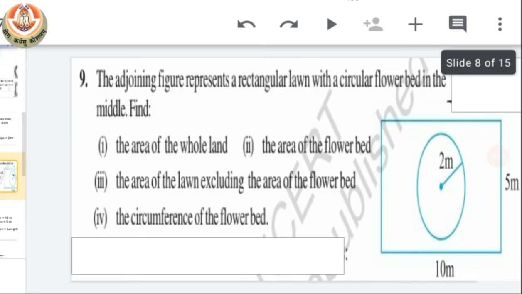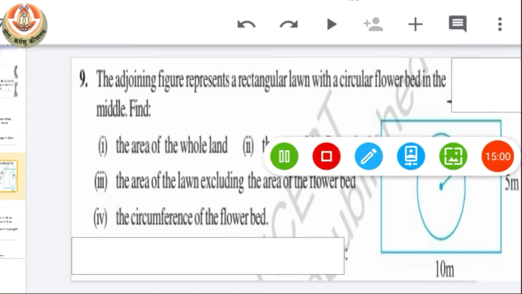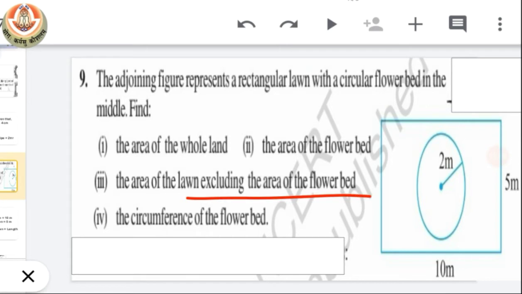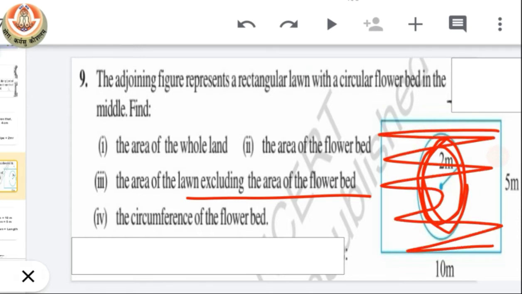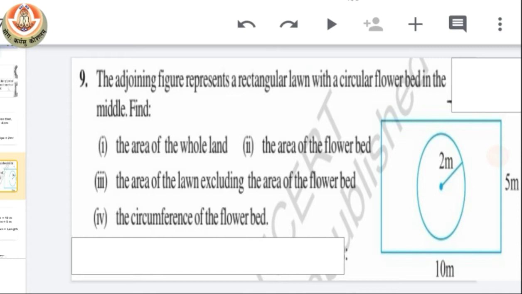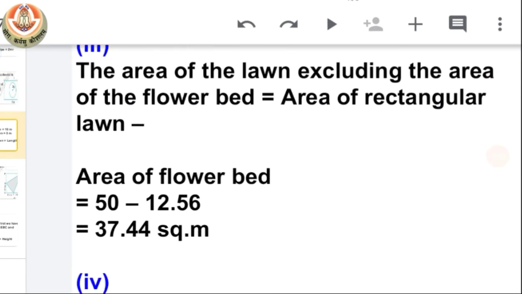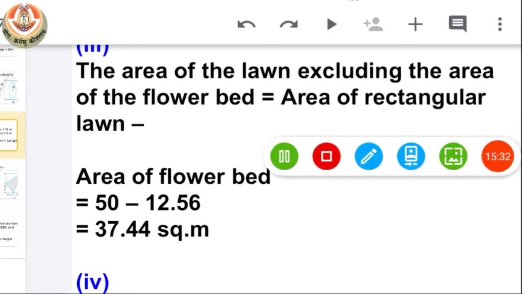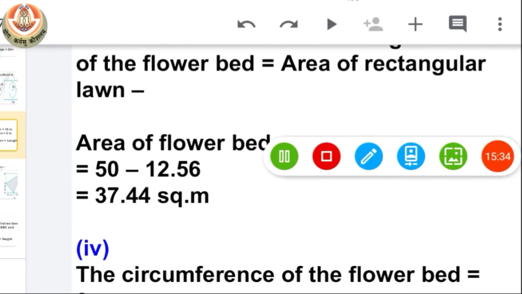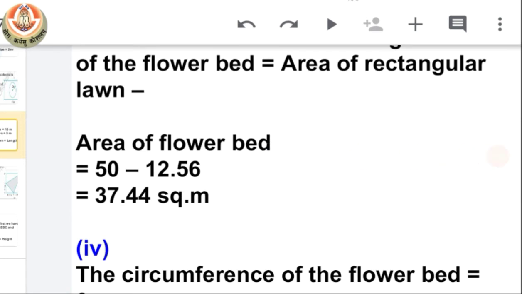The third part is we have to find the area of the lawn excluding the area of the flower bed. So for this we have to subtract the area of this flower bed from the area of this rectangular field. We have both the areas, so we just subtract the answer of the second part from the answer of the first part. So you can see the solution. The area of the lawn excluding the area of the flower bed equals the area of the rectangular field minus the area of the flower bed.